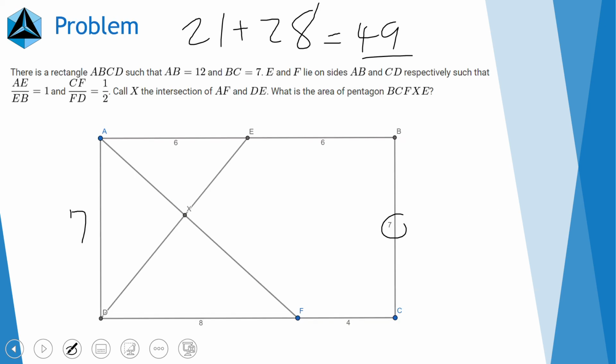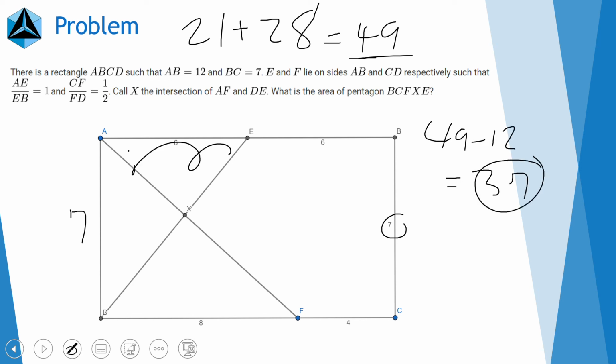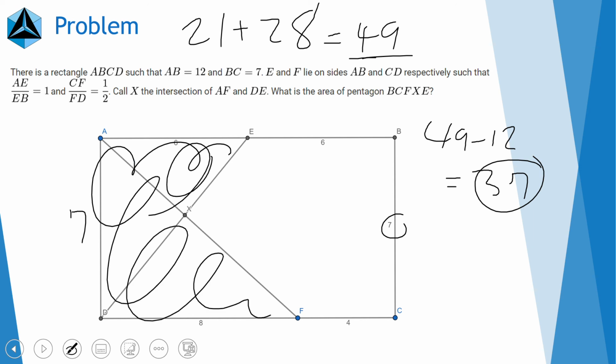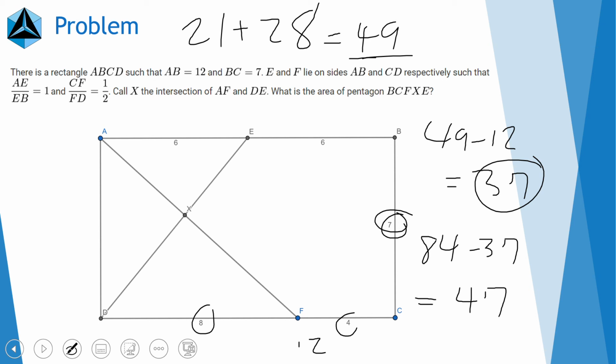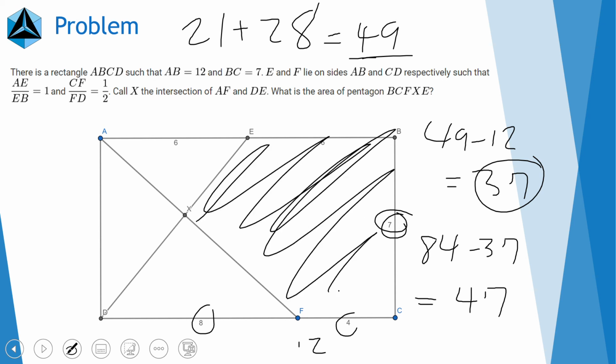Now going back, since we want to subtract this from our total summed area, 49 minus 12 is equal to 37, which means 37 is the area of this portion right here. And now for our final steps, the area of the rectangle is 8 plus 4, which is equal to 12, times 7, which is 84. So the total area of the rectangle is 84. Subtracting that portion, 37, we get 47. So the area of this pentagon, BCFXE, is equal to 47.